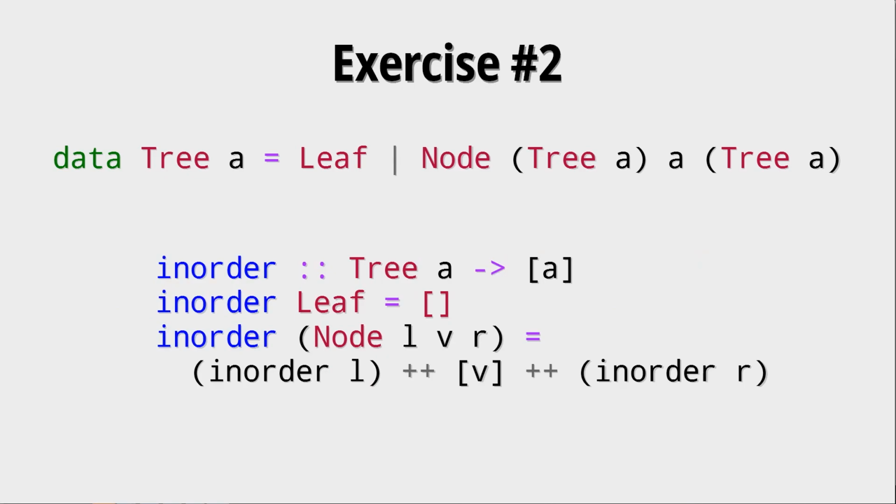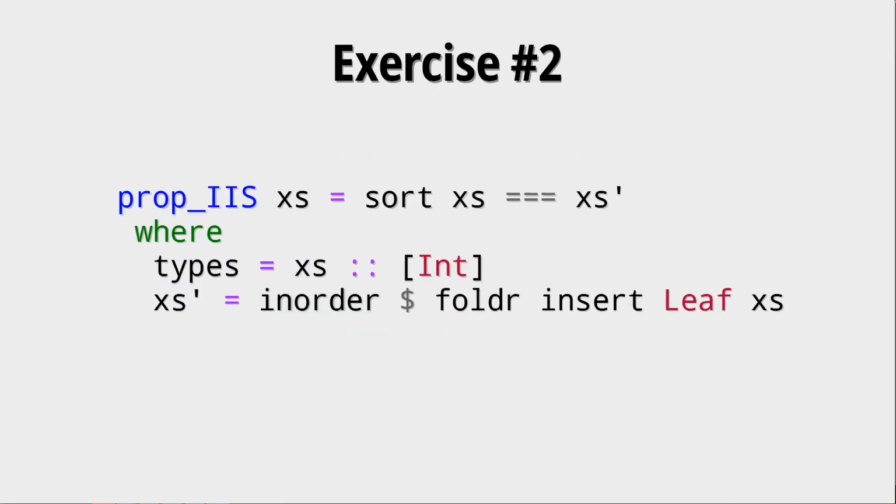The in-order traversal also isn't that complicated. In-order traversal of a leaf obviously is the empty list. And if we have a node, we first do an in-order traversal of the left subtree, then we append this value, and then we append the in-order traversal of the right subtree. And if we do this recursively for every subtree, we get the in-order traversal. So those two functions are not that complicated. It is more complicated to construct the QuickCheck property. So let's look at what you could come up with.